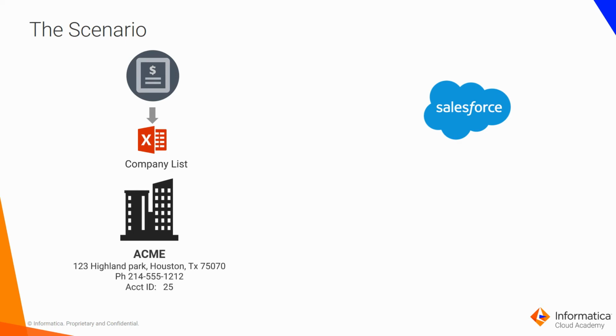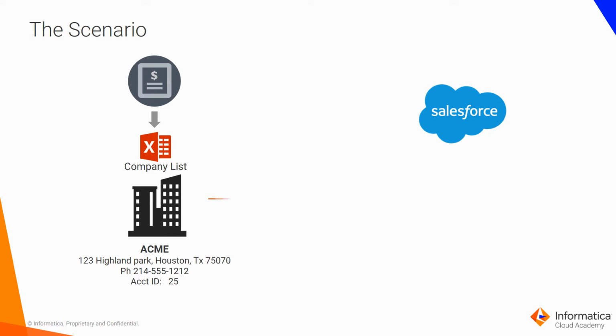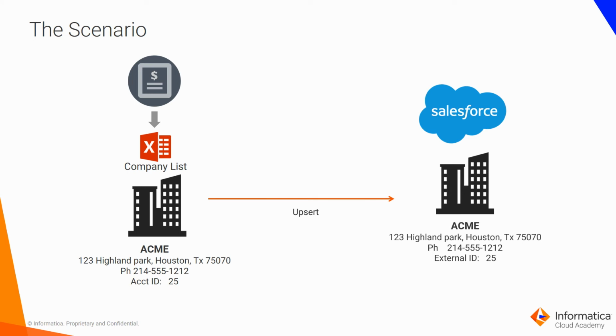As you can see, my file contains various information for the Acme company, including address and phone information, as well as account ID for this company in the billing system. The account ID uniquely identifies this company in this system. So when I use Informatica Cloud to upsert the data for the first time, the Acme record is added as an account in Salesforce. Notice that the account ID or primary key in my billing system gets stored in the external ID field in the Salesforce account record. This provides a link between the records in the two systems.